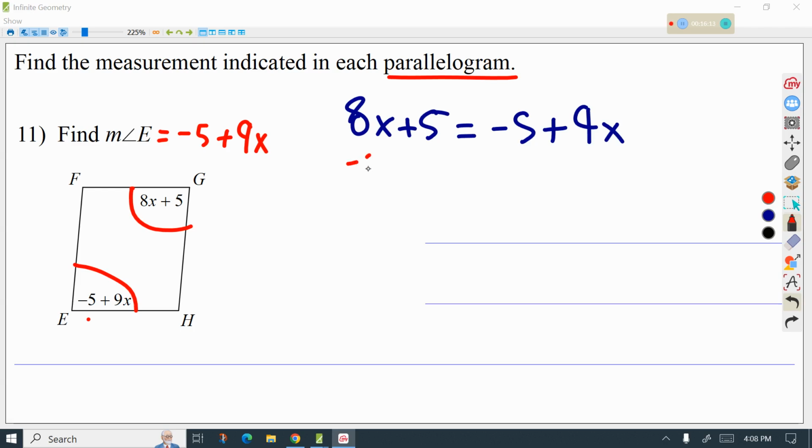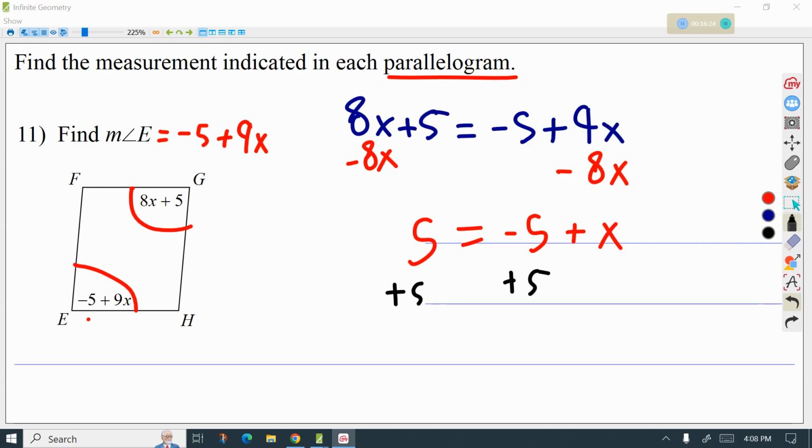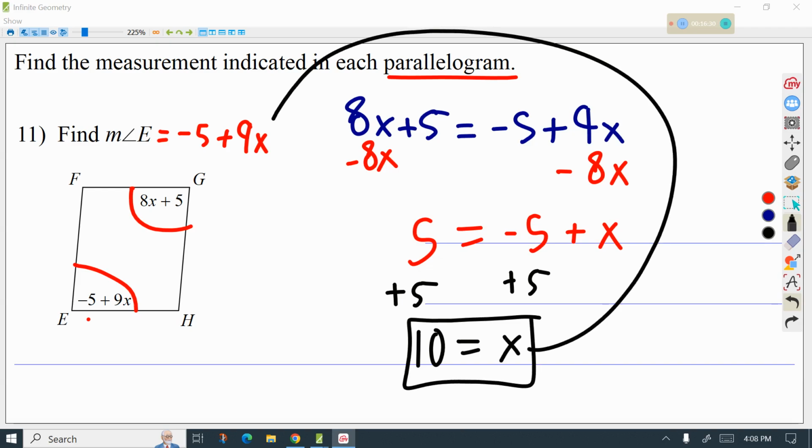So if I take 8x from both sides, this problem is done really quick. On the left we get 5, and we get negative 5 plus x. Now I add 5 to both sides of this, and this is going to give me x equals 10. Okay, we're going to take the 10 and plug it in right there.